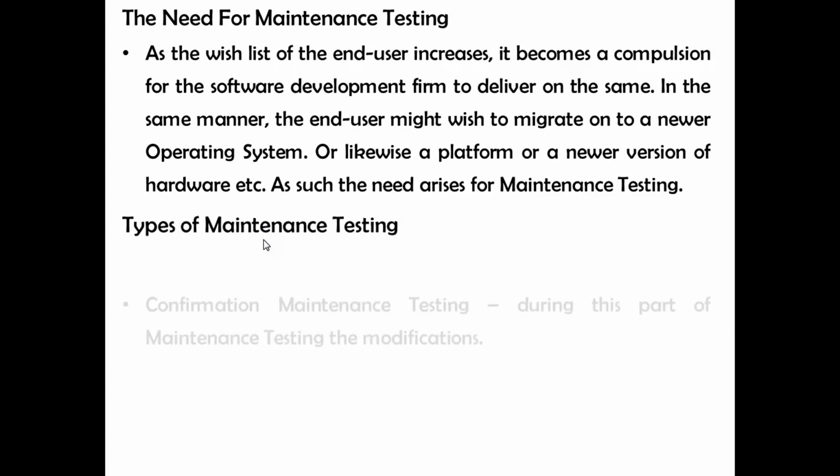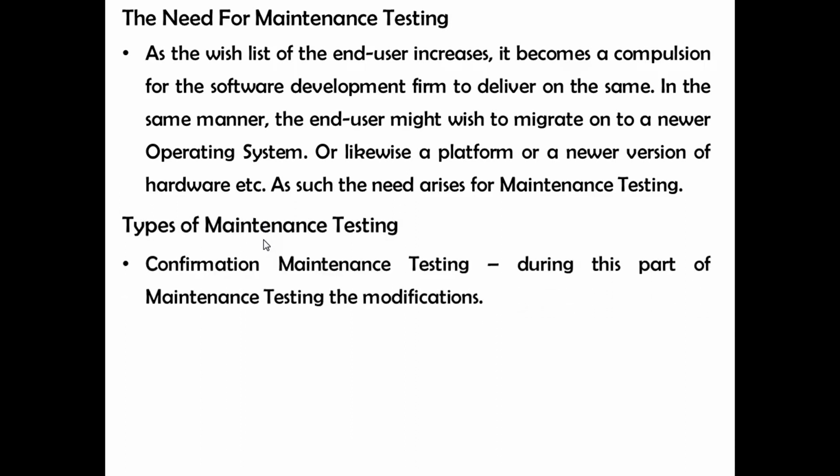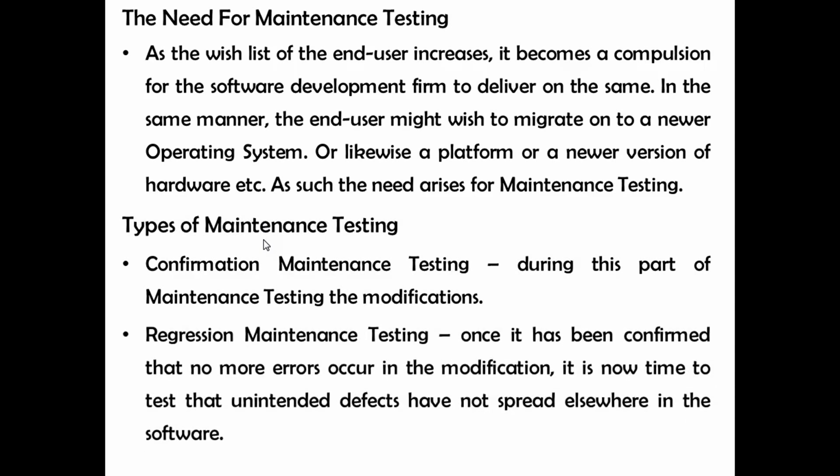Types of maintenance testing. Conformance maintenance testing. During this part of maintenance testing, we do the modification. First you have to confirm the things and then go for the modification. And second is the regression maintenance testing. Changes should not affect the previous part of the software. Remember, changes should not affect the previous part of the software.